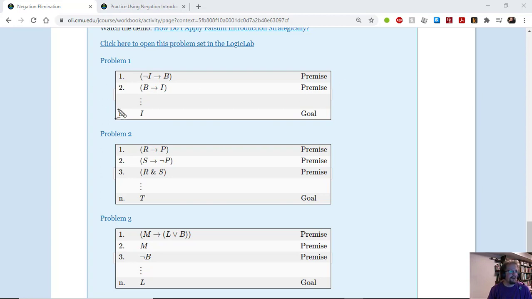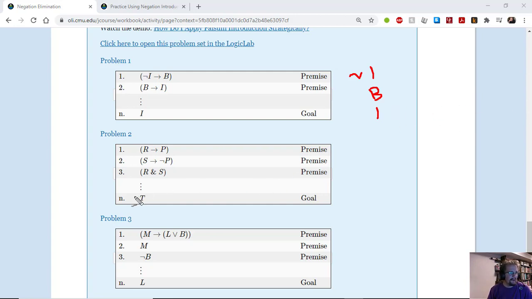So again, here we should be able to solve these intellectually first before we ever start clicking any buttons. So here we have I as our conclusion. So if we do a negation elimination, we're going to assume not I. If I have not I, then I can get B, right, as a conditional elimination on line 1. And then if I have B, I can get I through conditional elimination on line 2. And then I have not I and I. There's my falsum. That'll be that.